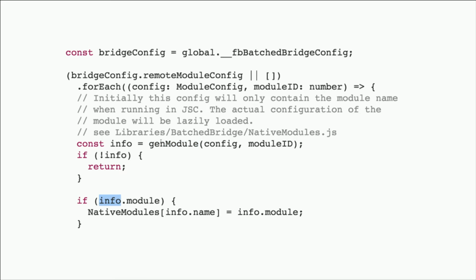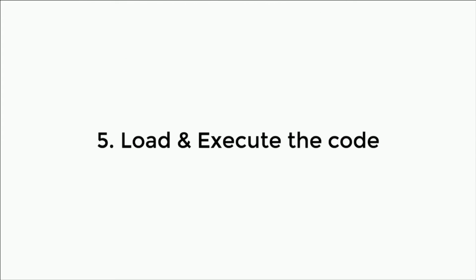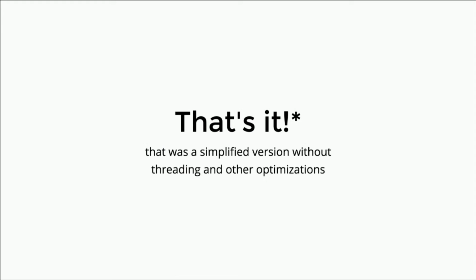So basically, if we can generate the model, and the model is there, we register this model, and that's it. Once that's done, we can just load and execute our code. We load the bundle and physically transport it to the JavaScript context and ask it to run it. And that's the way it works, without some really extra complexity about threading, about optimizations, loggers, and all the things that React Native does for you.